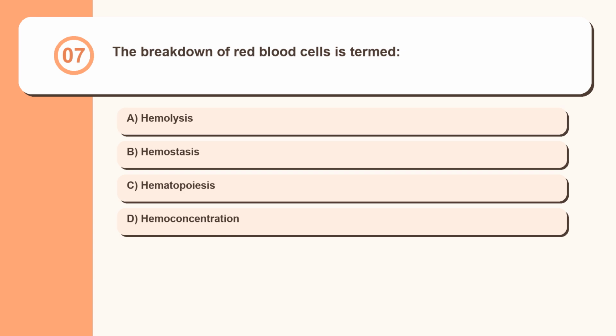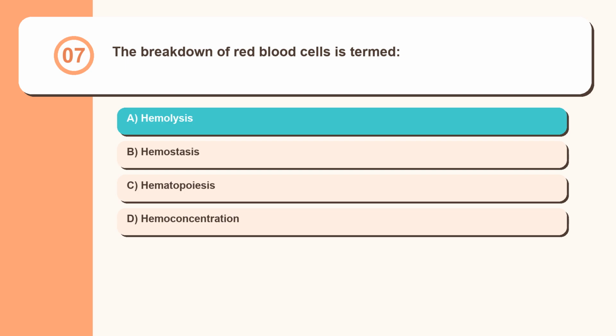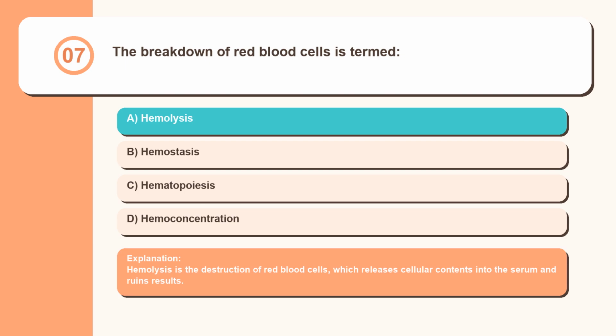Question 7. The breakdown of red blood cells is termed hemolysis, hemostasis, hematopoiesis, hemoconcentration. Hemolysis is the destruction of red blood cells, which releases cellular contents into the serum and ruins results.